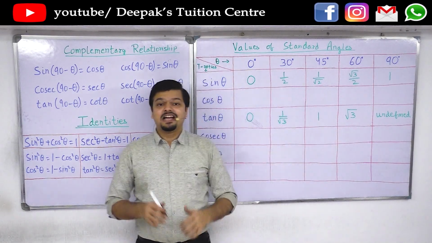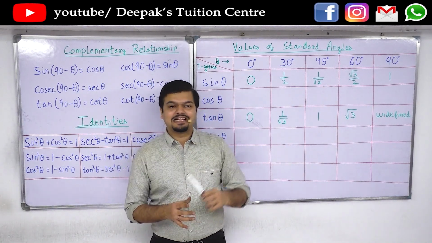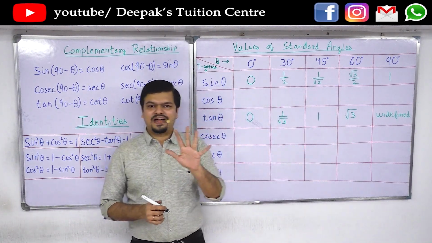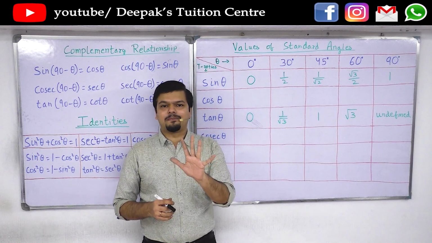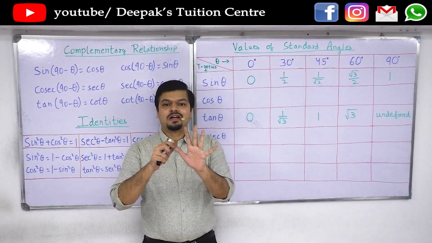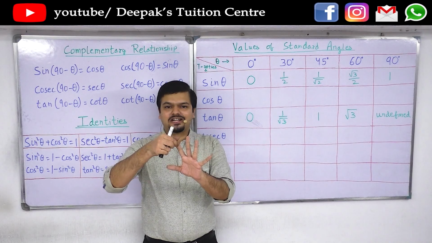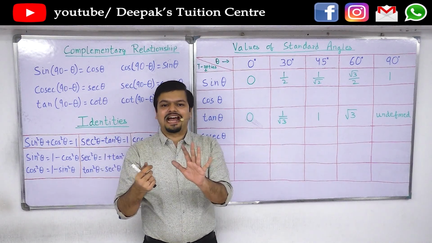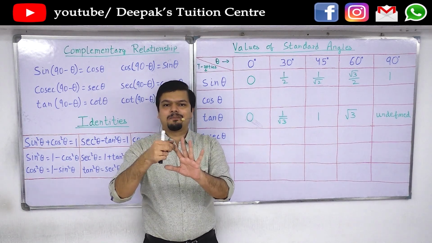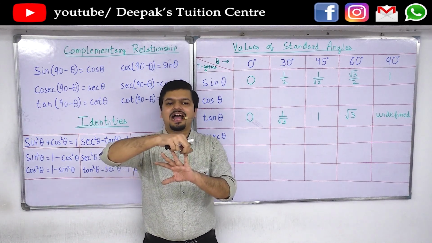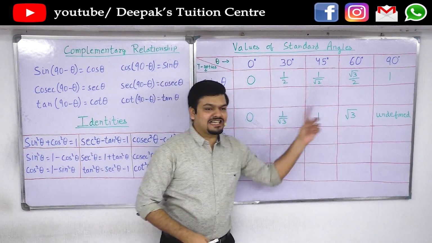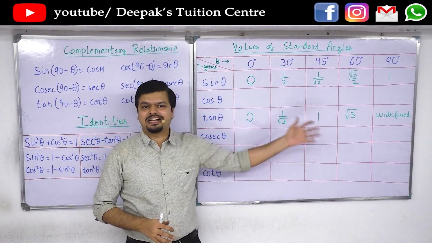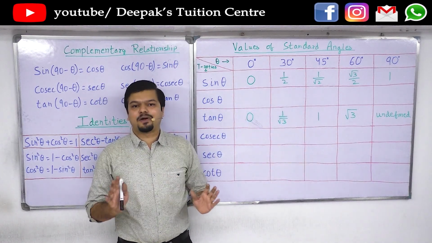But before going there, you need to remember 2 sets of values. That is the values of sin theta and the values of tan theta. I call it the 5-finger rule. So basically you need to remember the values on your fingers. So for sin theta, the values are 0, 1 by 2, 1 by root 2, root 3 by 2 and 1. And for tan theta, the values are 0, 1 by root 3, 1, root 3 and undefined. If you remember these values for sin theta and tan theta, then you can recreate any part of the table that you like at any point of time.